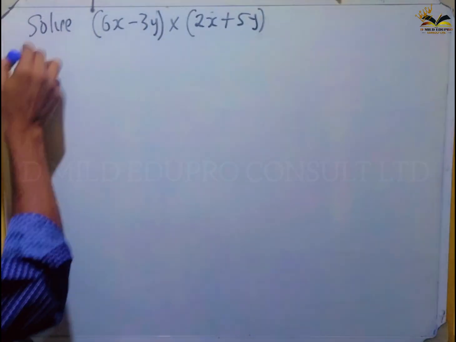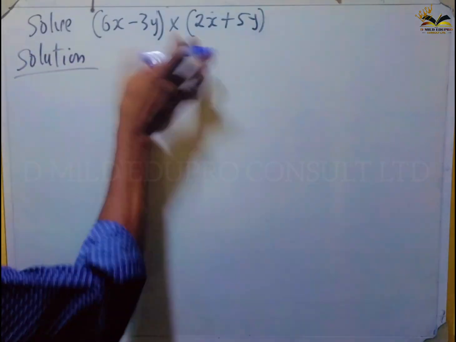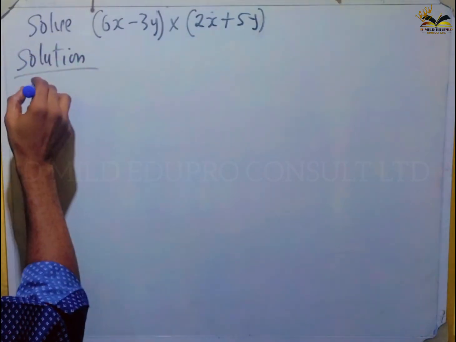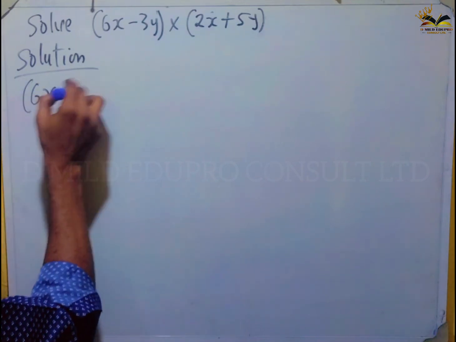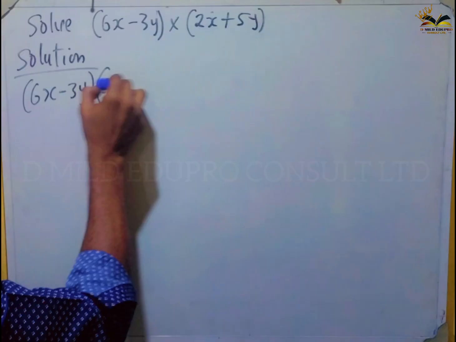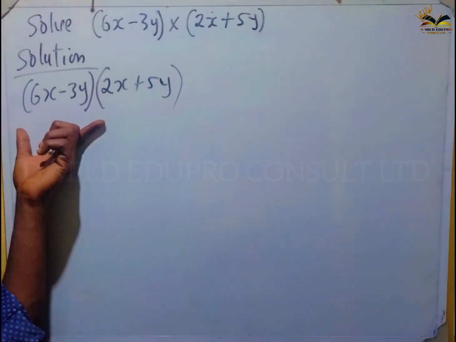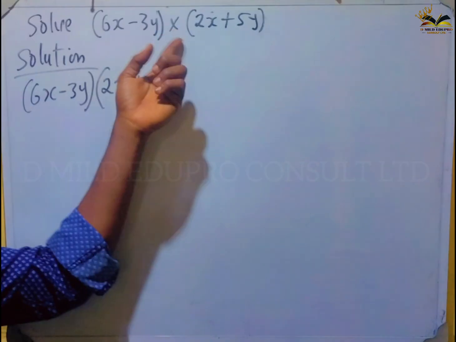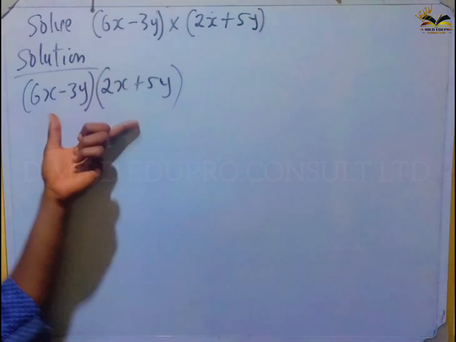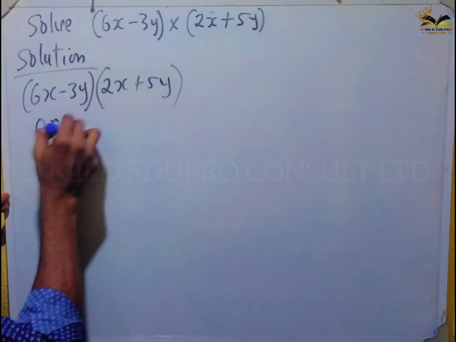All right. So we have this. We are asked to solve, meaning these two are multiplying. Now this can be written as (6x - 3y)(2x + 5y) in case the question comes this way in exam. If you have it like this, it's still the same thing, it shows they are multiplying even without this symbol here. Now what you will do is you have to open the bracket first.